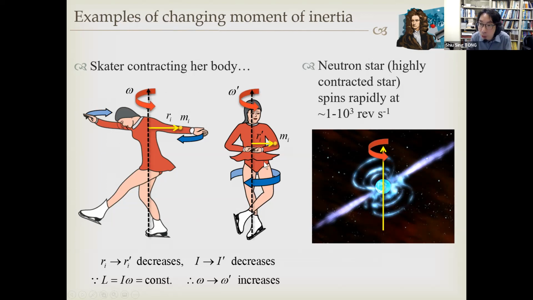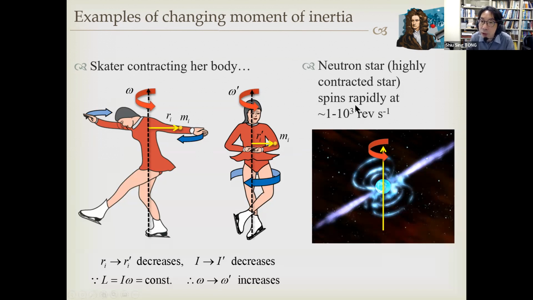And because the moment of inertia is a summation of Mi Ri squared, that means when Ri squared decreases, the moment of inertia will decrease. So I will decrease to I prime. And according to the conservation of angular momentum, because I omega is a constant, the angular velocity will increase. It increases from omega to omega prime. So that is a simple application of the law of conservation of angular momentum.